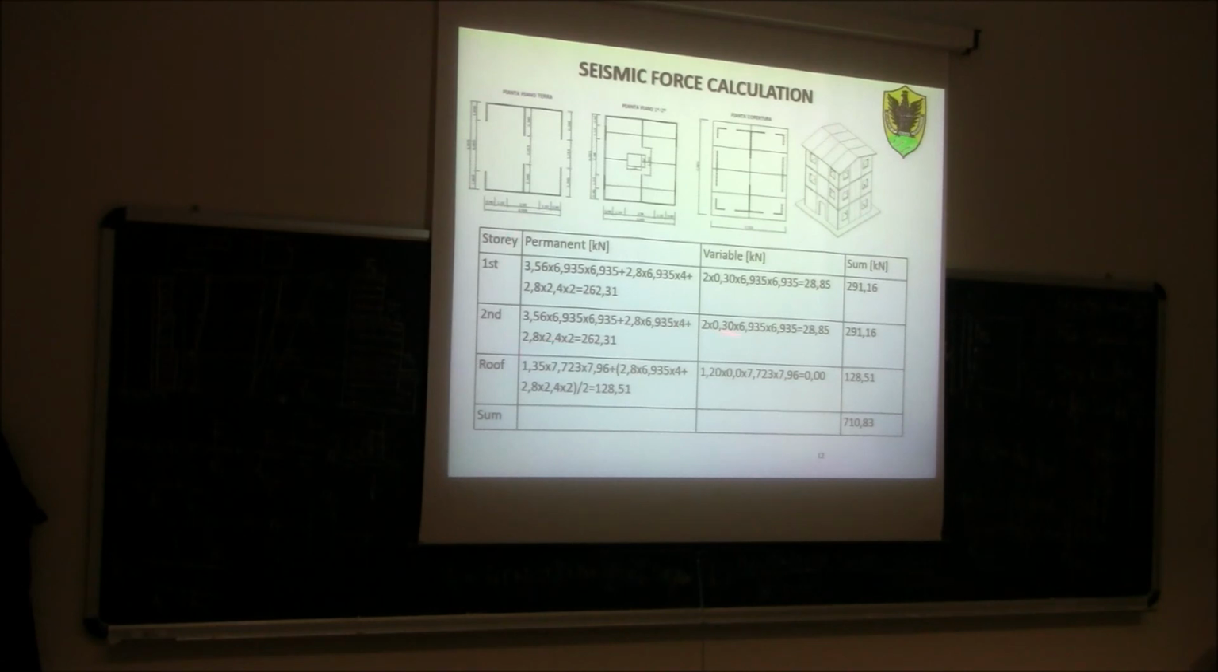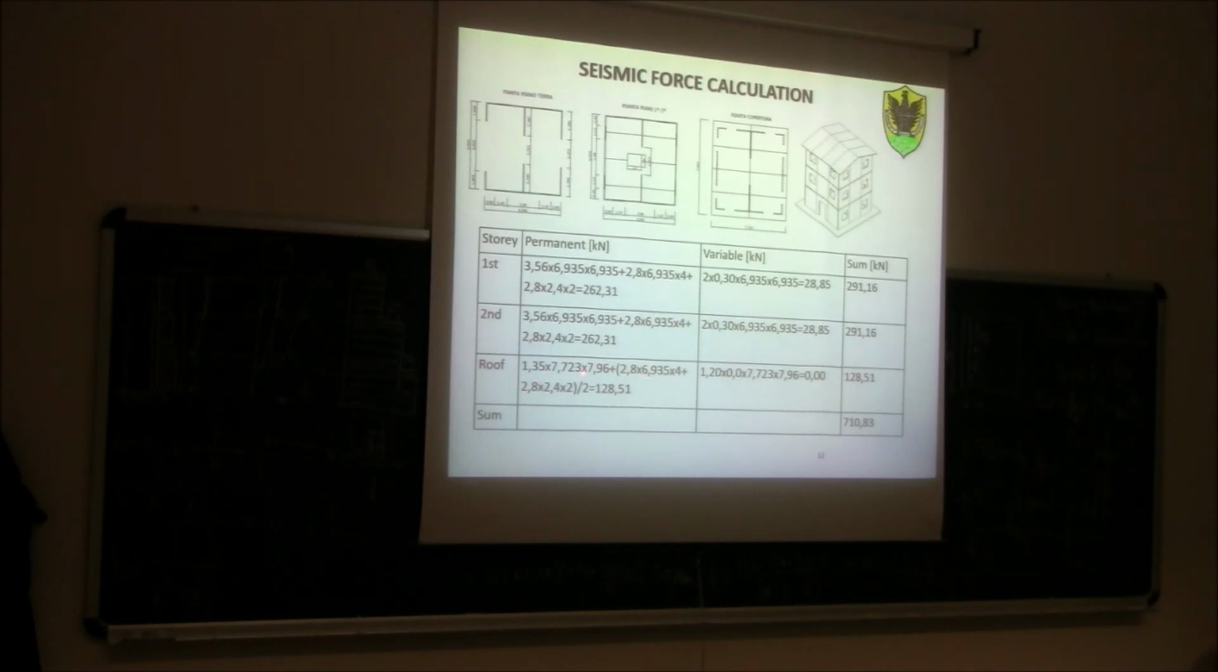Second story, exactly the same. The story doesn't change, the plan doesn't change from the first to the second. Roof, we have something different. The roof, of course, the permanent load is 1.35, no longer 3.56. Then the size is 7.723 times 7.96, because the roof is slightly bigger.